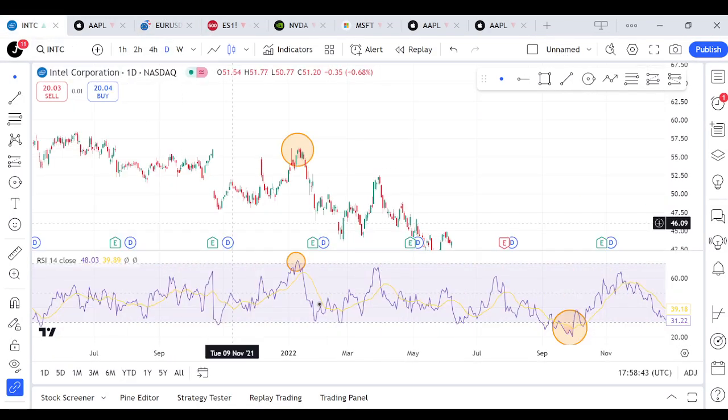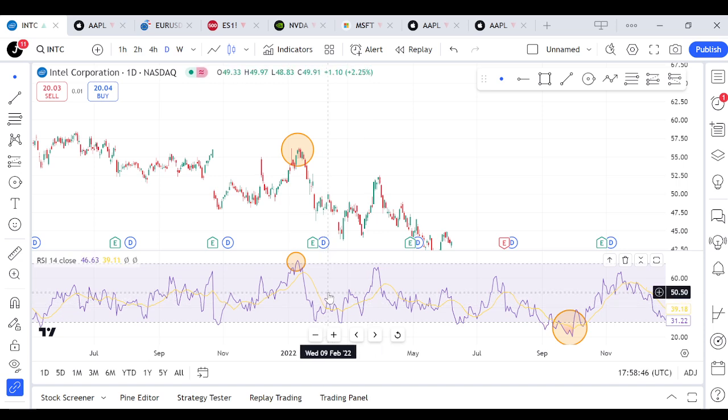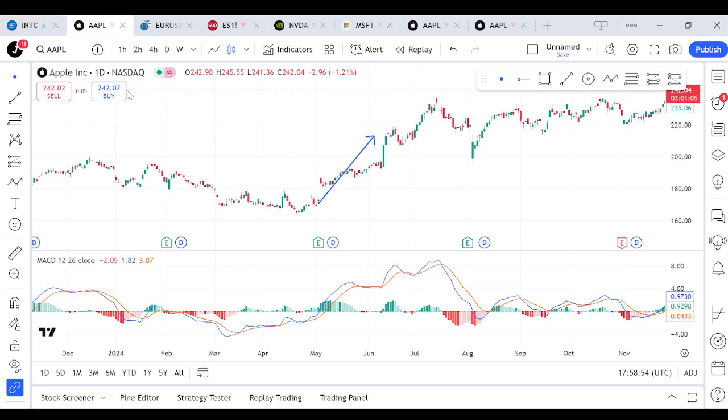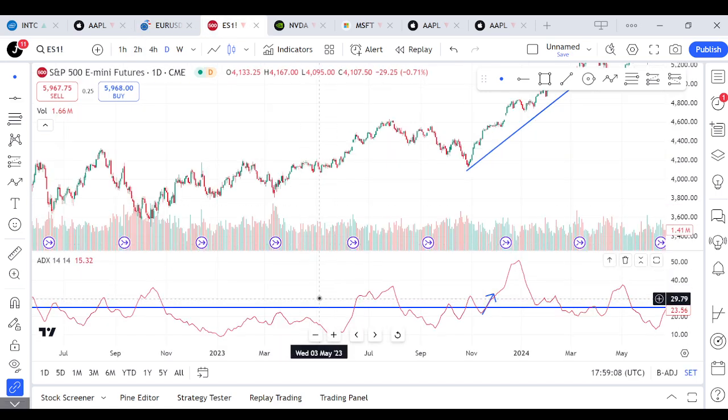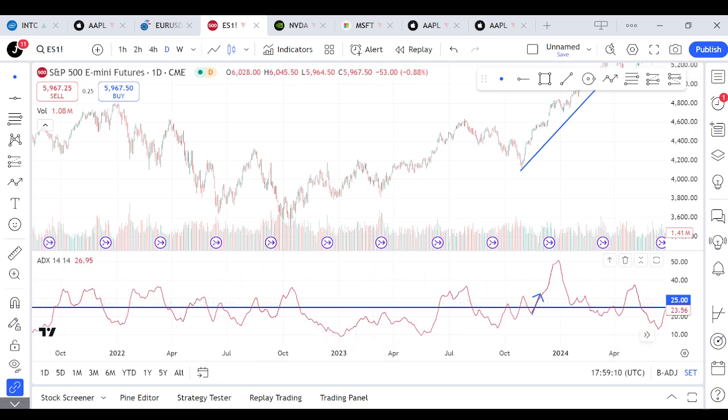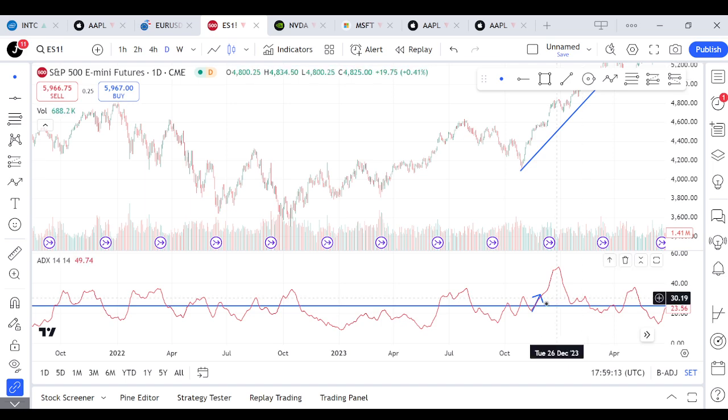Okay, for the RSI, you could use the 50 line instead of the zero line, the midpoint of the reading. The RSI, the midpoint of the RSI is the 50 line, and the midpoint of the MACD is the zero line right here. And the midpoint of the stochastic is the 50 line. And for the ADX, the midpoint should be okay. For the ADX, for strong trends, it should be above 25. So we'll just use that for the ADX.